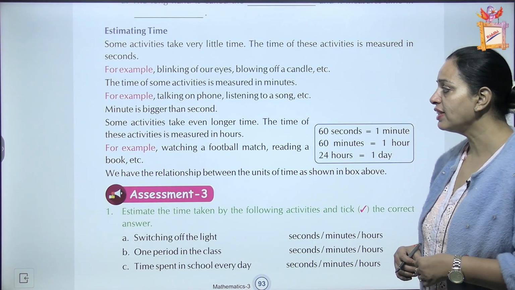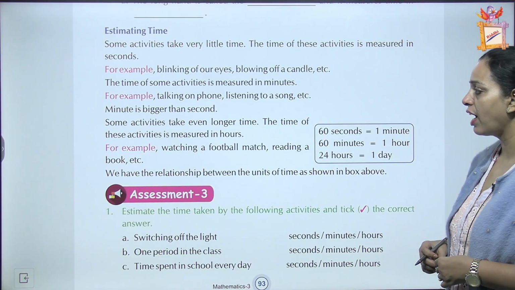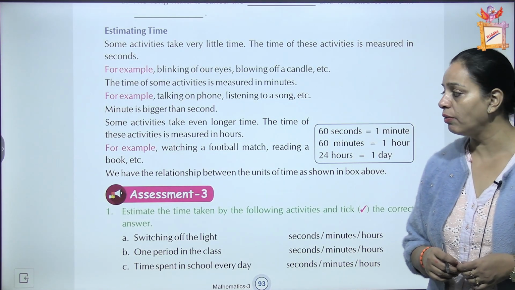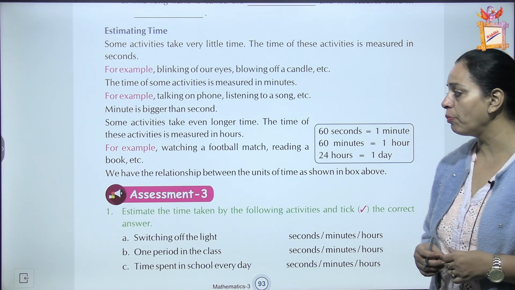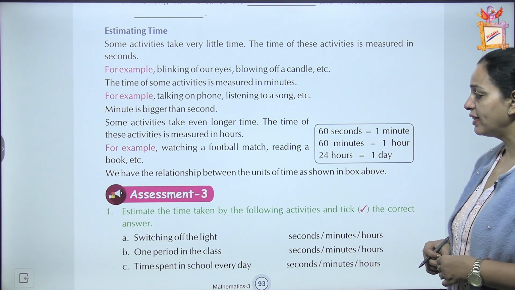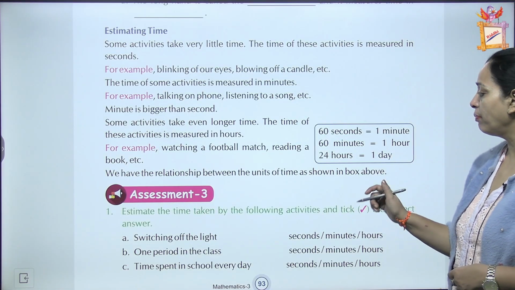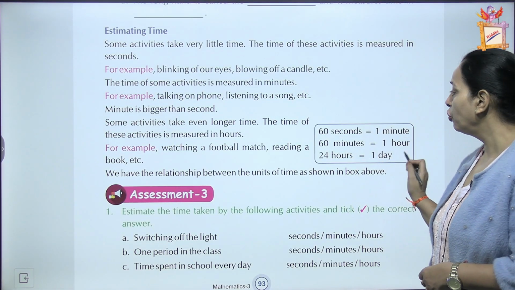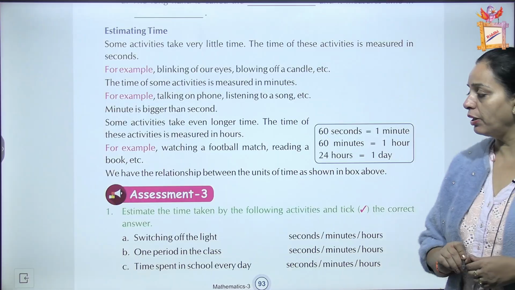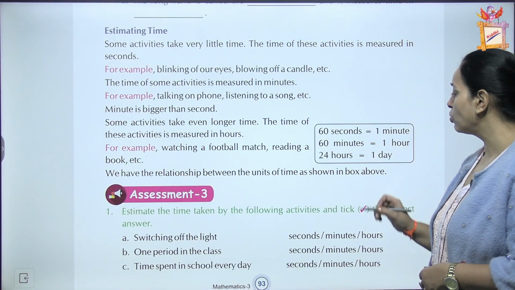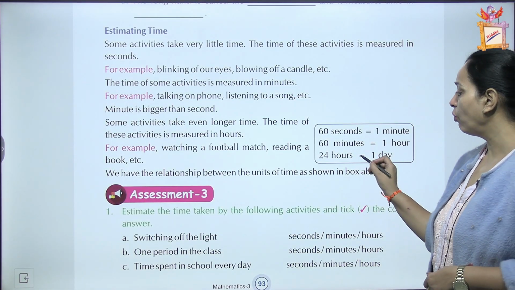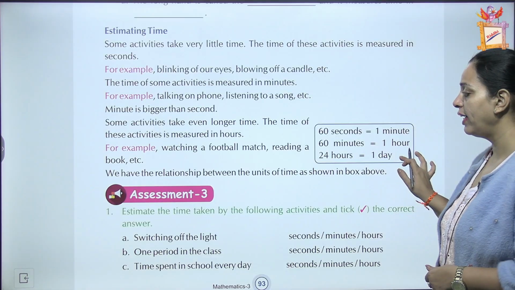Now some activities take even longer. The time of these activities is measured in hours, like watching a football match, reading a book, etc. So we have the relationship between the units of time as shown in the box above. You know 60 seconds make 1 minute, 60 minutes equal 1 hour, and 24 hours equal 1 day.